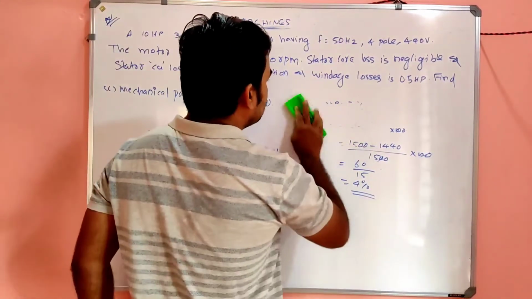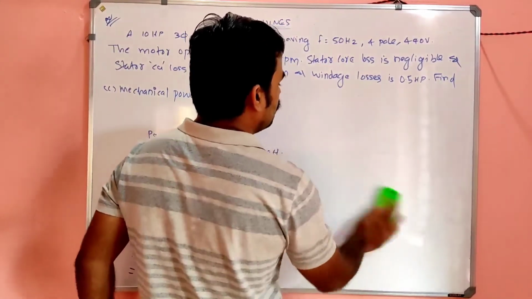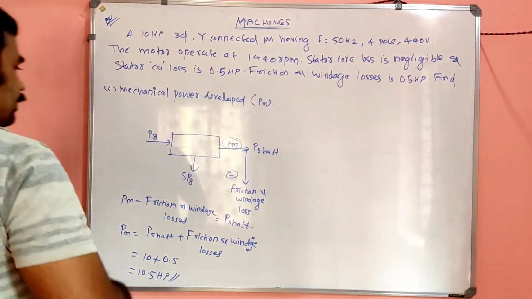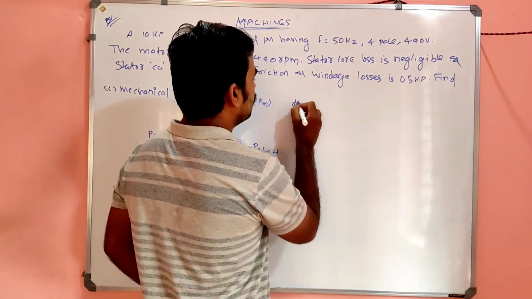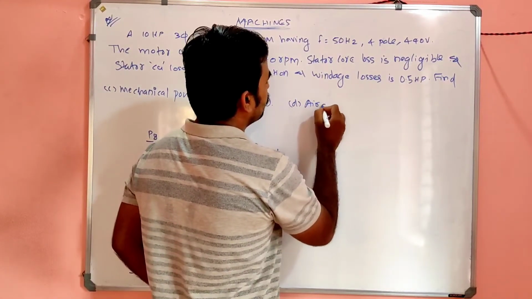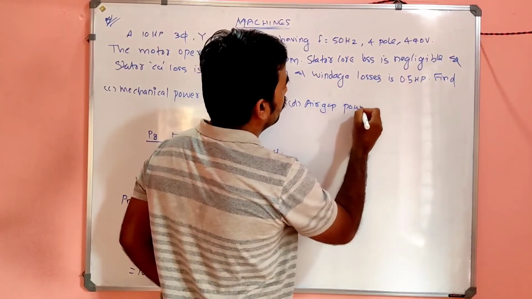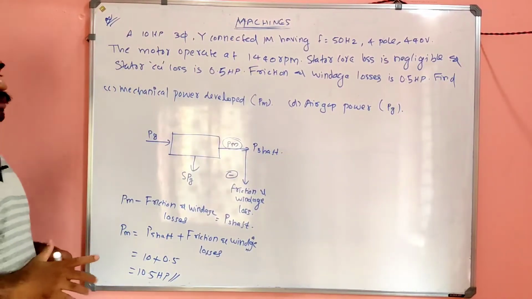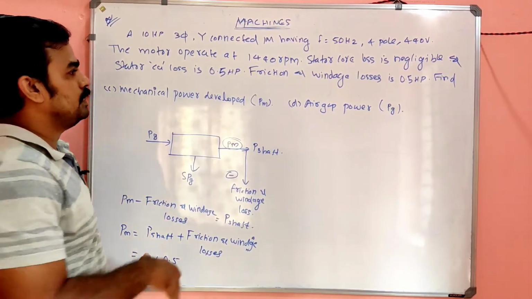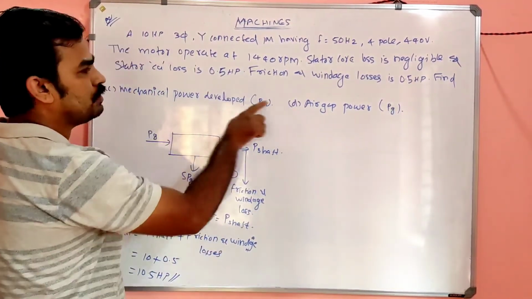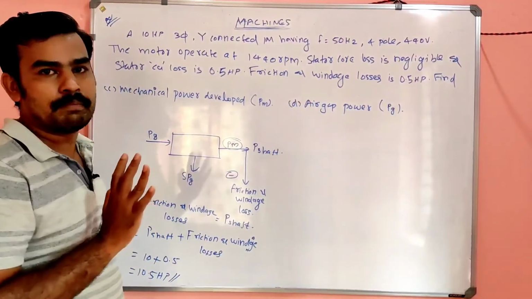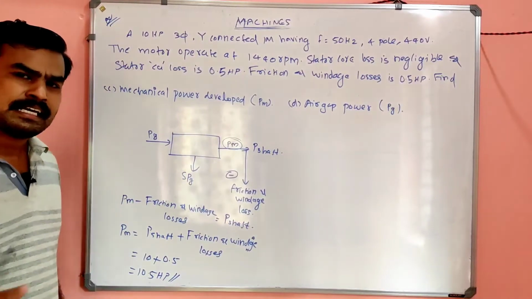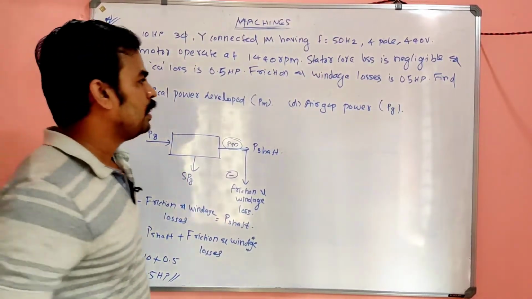Next, let's see the next question. That means the next sub question, air gap power, my dears. Next you have to see section D. D is air gap power. Air gap power is nothing but PG, correct? So I'm again saying all these questions will not be asked, but a portion will be asked. Suppose you have to directly find air gap power, or directly find mechanical power developed. Like that only the question will be expected.